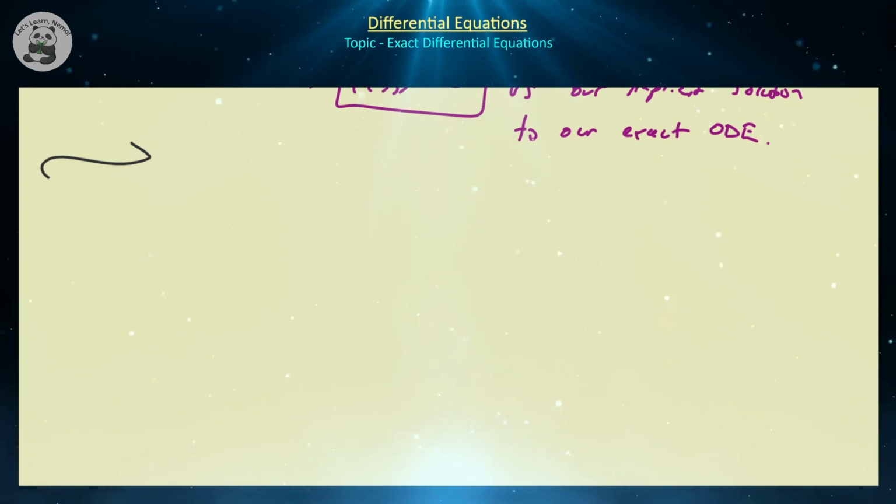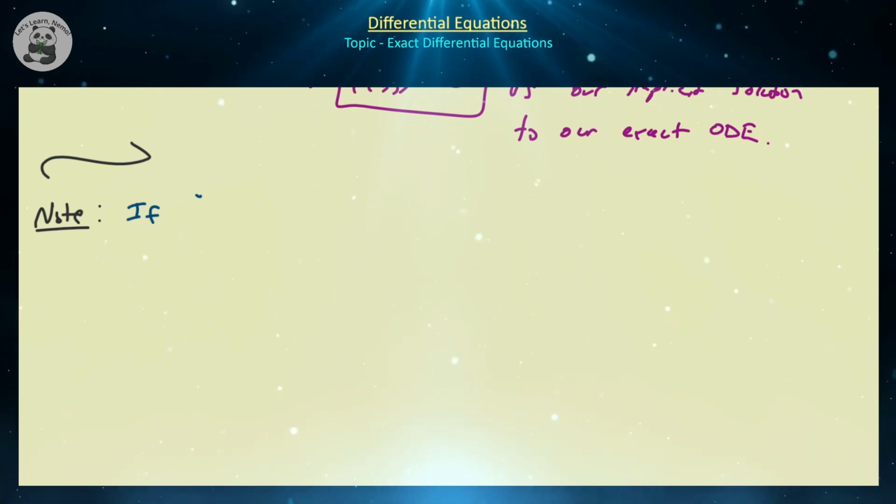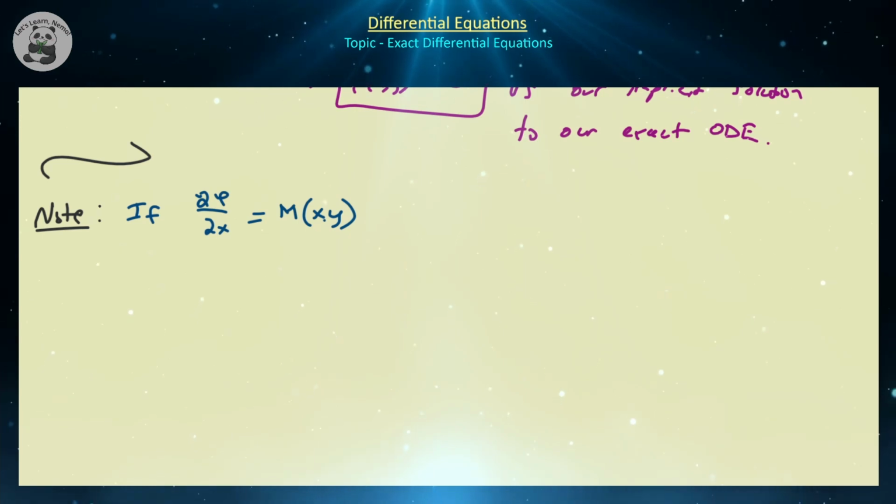Right? So if that is our implicit solution, then what exactly could we get from that? Before we dive into a couple examples to illustrate this idea, I just want to make a couple points clear before we move forward. So if the partial derivative of phi with respect to x is equal to M(x,y), which is one of the properties we assumed phi has, then what would phi(x,y) be equal to in terms of M?